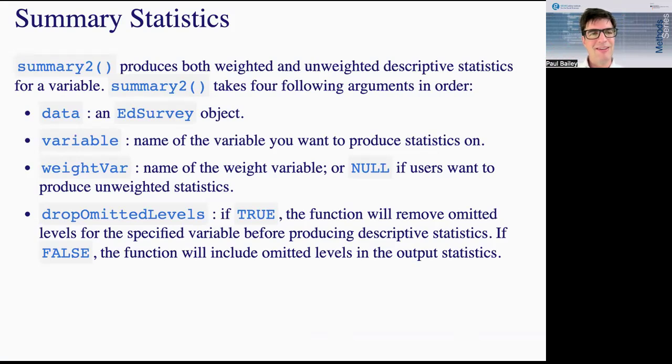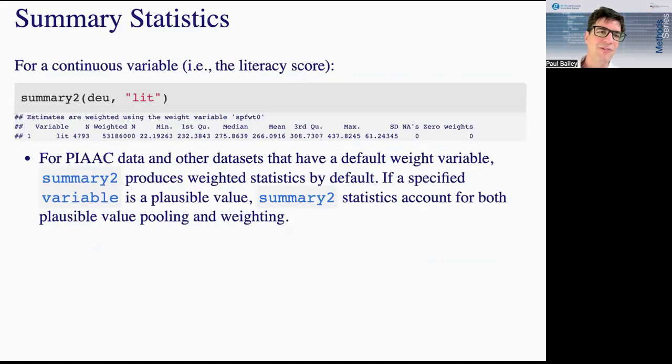Summary2 takes a data set, a variable, and then you tell it the weight. And if you want to drop omitted levels, which is not going to be relevant for plausible values, but we'll get to next when looking at a survey variable with this too. So here I'm going to do a summary on the German data of literacy.